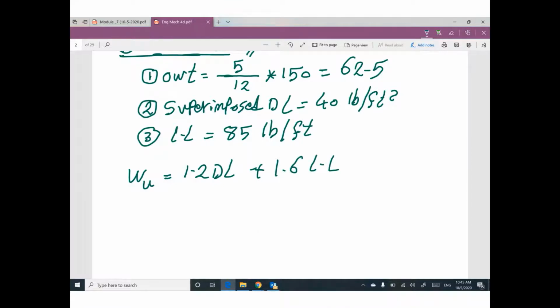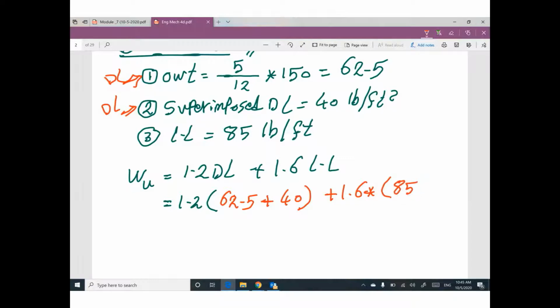1.2 dead load. Guys, don't forget, this one is dead load. This one is dead load. So I need to put 62.5 plus 40, and 1.6 times live load 85. Your final answer will be 259 pound per square foot. That makes it easy.